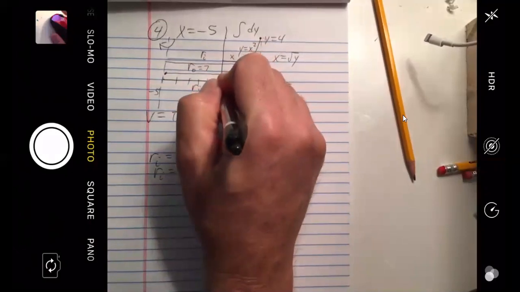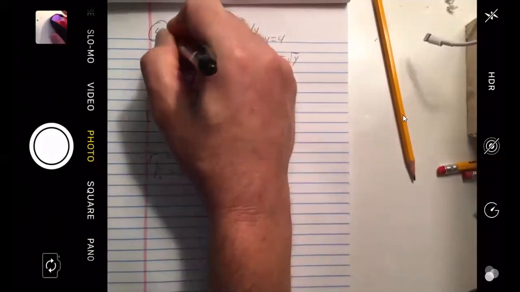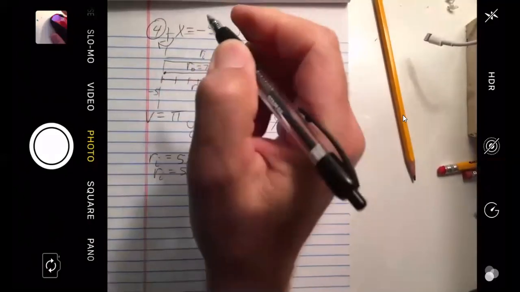You can check this at the extremes. Up here, it's 7. I'm sorry, let's see, R inner is 5 here. Yeah, your R inner up here would be 7. 5 here, and then 2 forward.